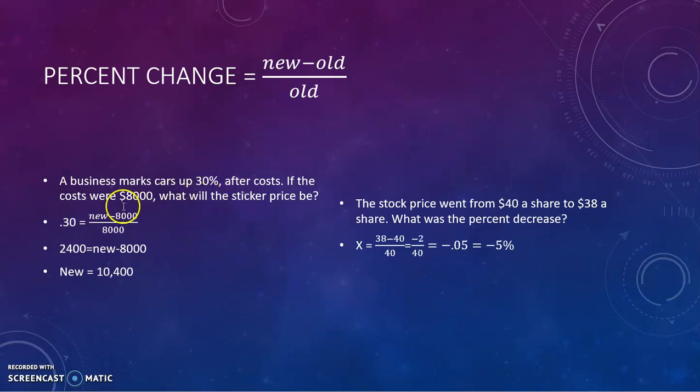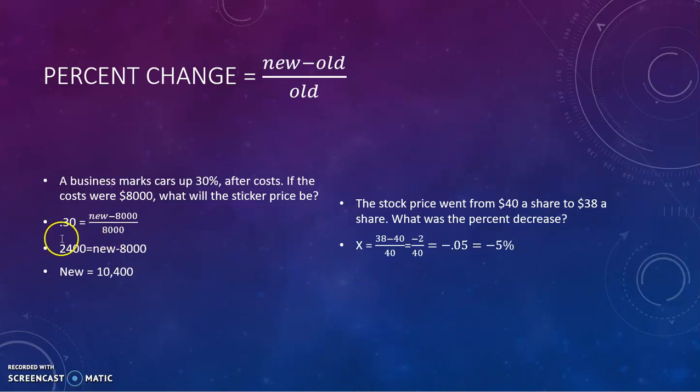Okay, and actually that's my first example. A business marks up a car, so that's a percentage up by 30% after cost. In other words, we're going to start at the cost, we're going to go up by 30%. If the cost were $8,000, what will the sticker price be? So the sticker price is the new cost. The 8,000 is the old, and notice the old goes in 2 different places. And so I have 0.30 equals the new unknown minus the old 8,000 over 8,000.